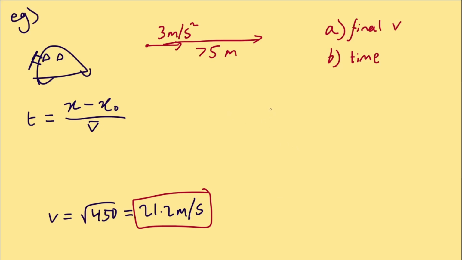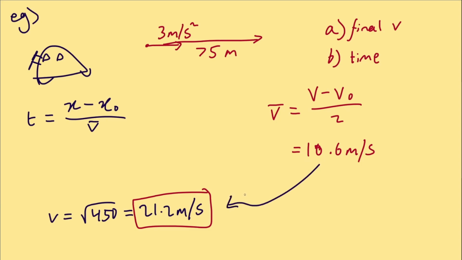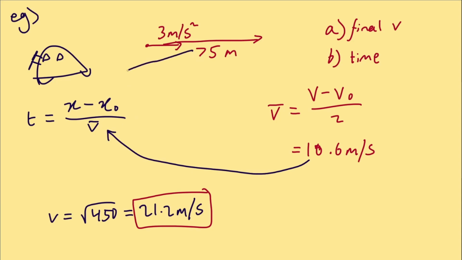Remember, when acceleration is constant, the average velocity is halfway between the starting velocity and the finishing velocity. So v plus v0 over 2, which is 10.6 meters per second. If you notice, it's half of the final velocity. So 10.6 meters per second, we're going to plug this in here. We're also going to plug in the displacement. And the answer is 7.08 seconds. So the Ferrari, after accelerating for 75 meters, is moving at 21.2 meters per second. The time it takes to accelerate to that speed is 7.08 seconds.